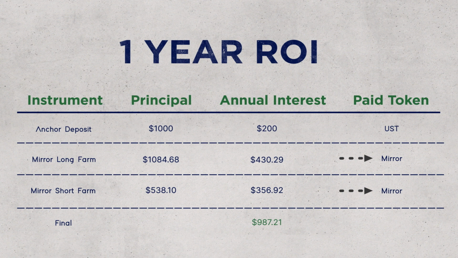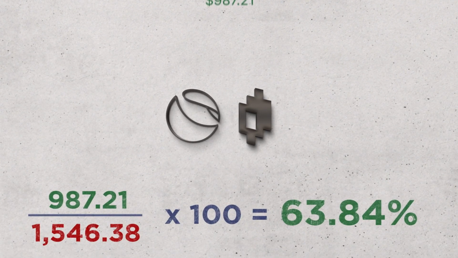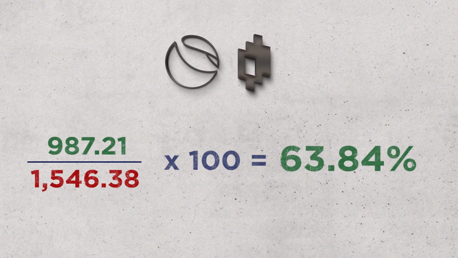I personally decided to convert these Mirror rewards into Luna tokens because I'm bullish long term. The other option is just converting it to UST and pocketing that. You can choose whatever system works best for you. All right, to find our final percentage return, we're gonna go ahead and divide that profit by the capital allocated, multiply by 100, and we get 63.84% ROI.